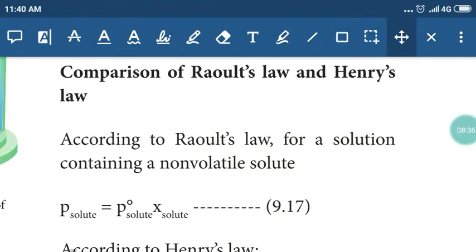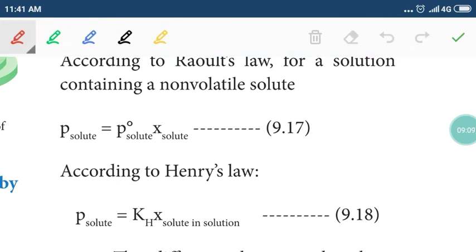Okay, next we are going to compare Raoult's law and Henry's law. As we discussed, Henry's law is applicable for a solution having gaseous solute in a liquid solvent. For example, carbon dioxide is dissolved in water to prepare soda water. That solution can be explained with the help of Henry's law. But in Raoult's law, we are not dealing with gaseous solute particles. So according to Raoult's law, what is the equation? This is the equation obtained from Raoult's law.